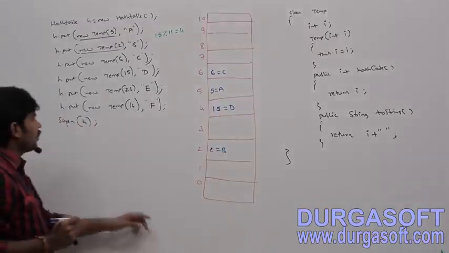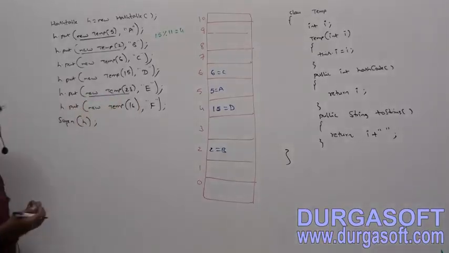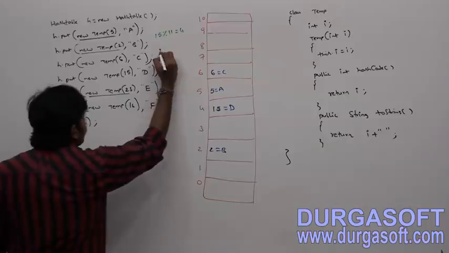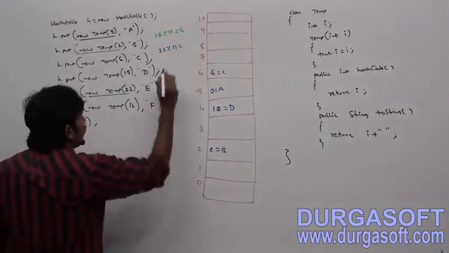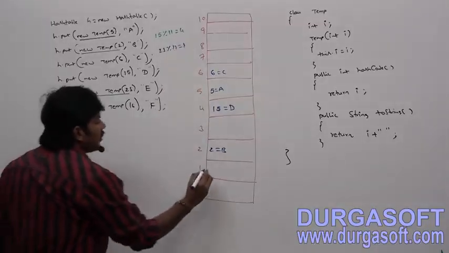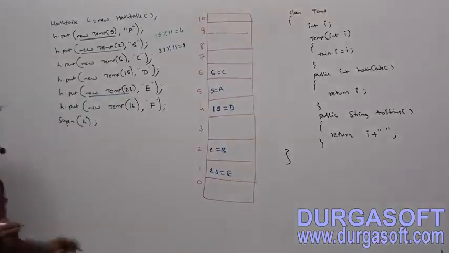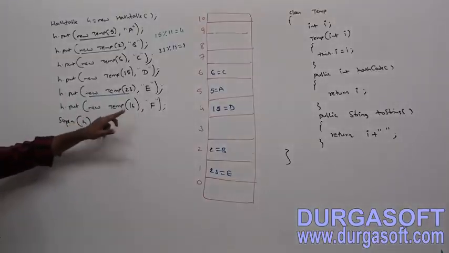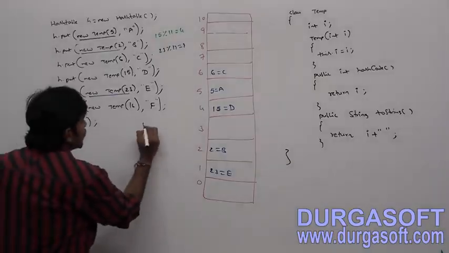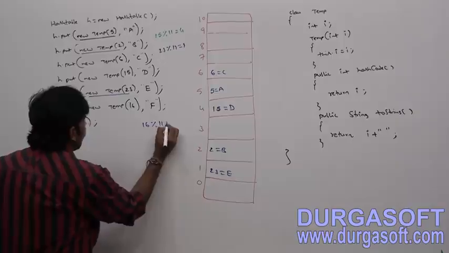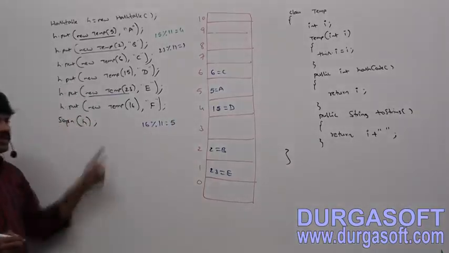Next one, new Temp(23, e). 23 % 11, what is its value? 1. In the first bucket, 23=e is there. Next one, new Temp(16, f). 16 % 11 is 5. In the fifth bucket, 16=f has to be placed.